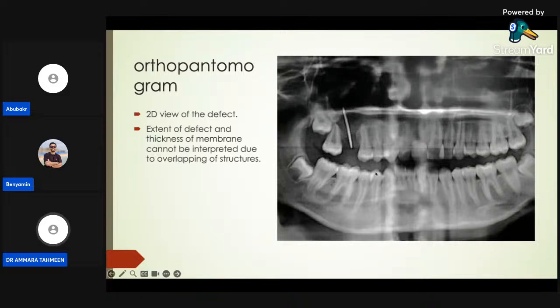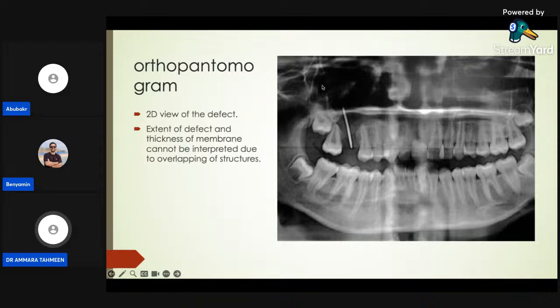And in this picture, as you are seeing, they have placed a gutta-percha to identify the pathway of this oroantral communication. So as you can see, it is from the oral cavity, going into the maxillary sinus. So in this orthopantomogram, you can just know the extent of the defect.